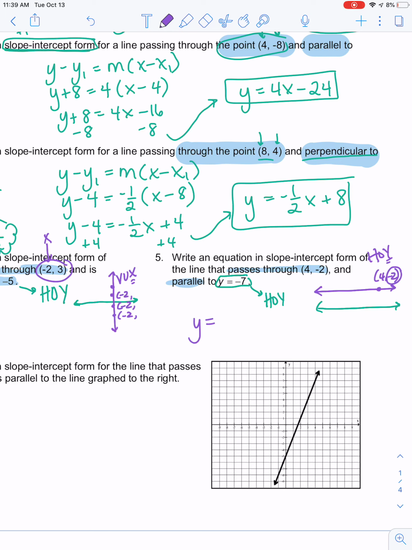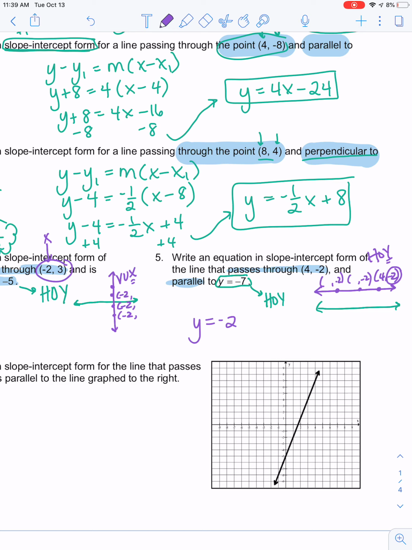The y value here is -2 because this point is going to be something, -2, this point's going to be something, -2, etc. Okay? So whenever you have HOIs and VUXs, it's just really important to write down those little terms, HOI or VUX, because it really clues you in onto what letter you're going to write down for the equation, as well as what coordinate you're going to look at to form the rest of your equation.